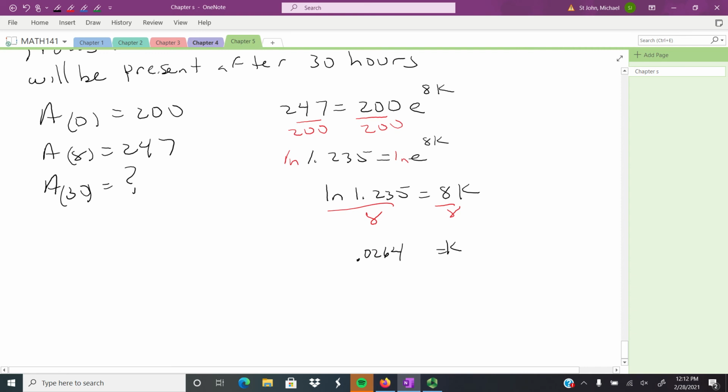Right? And now when we know the rate, we can answer the question, which is how much will be present after 30 hours. And so A sub 30 equals 200e to the 0.0264 times 30. And rounding this to the nearest whole number, we get 442.